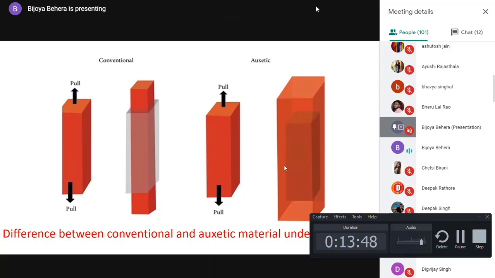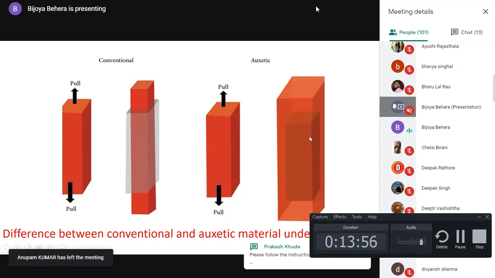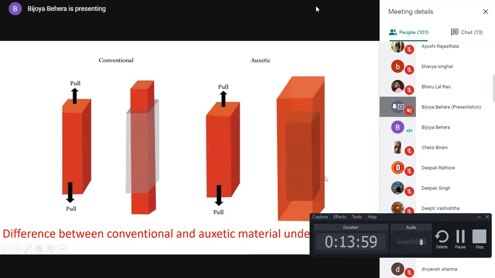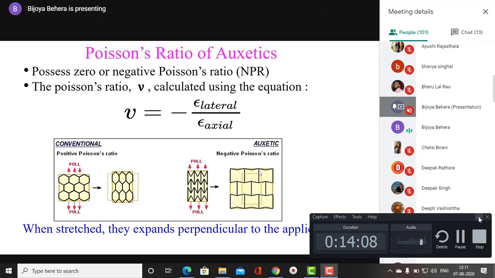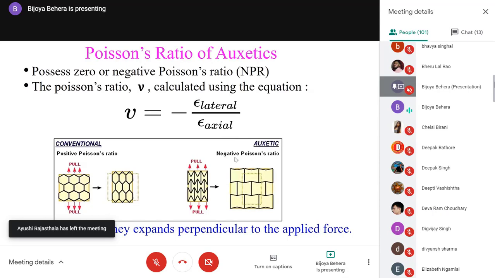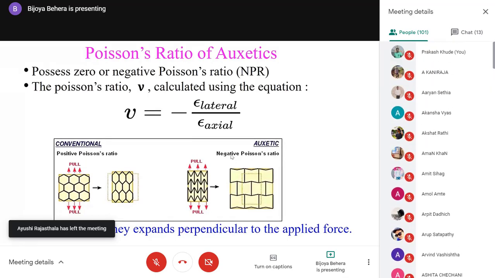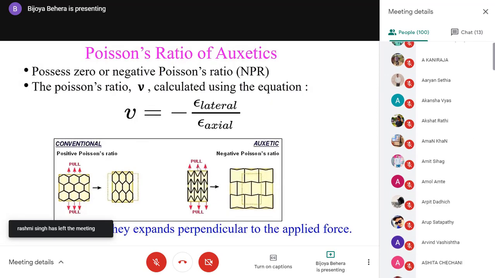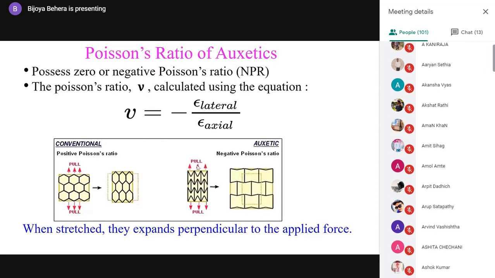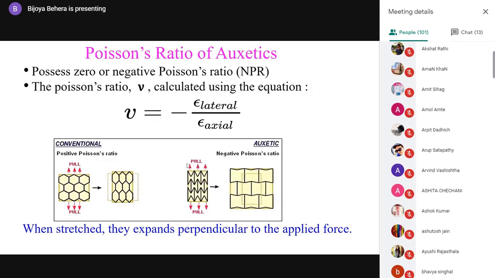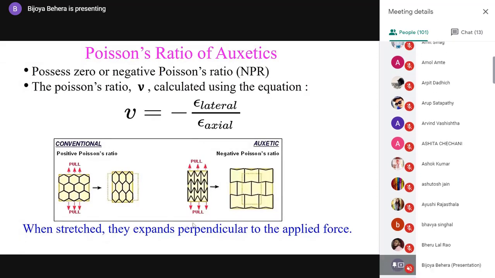So right hand side is the objective material. The third picture is the original material, and when it is stretched, you can see its thickness also increases. That is what the objective material is called by definition. And Poisson's ratio is defined as lateral strain over longitudinal strain. When we calculate Poisson's ratio of an objective material, it gives a negative value. So the other definition of objective material is the material which displays negative Poisson's ratio.